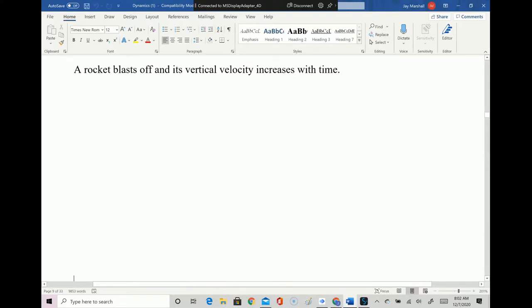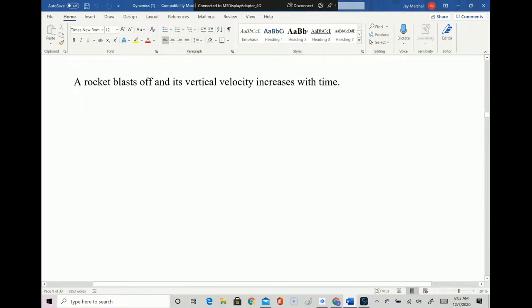Now, in this one, we finished the one before that, right? I think we were just starting to talk about this one. In this one, the rocket blasts off and its vertical velocity increases with time, or at least you guys should. You should get out your other notes, not these new notes, right? No, I did not collect these.